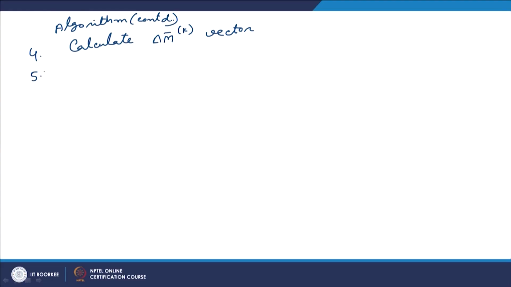But otherwise, we will calculate this delta m k vector as we have done in the last lecture. So after that, we calculate error k as we have done in the last lecture. We calculate error k, error corresponding to the kth iteration. Remember, this k at the subscript denotes that it is corresponding to the kth iteration. Then if error kth iteration is less than some epsilon or rather the threshold, then stop.